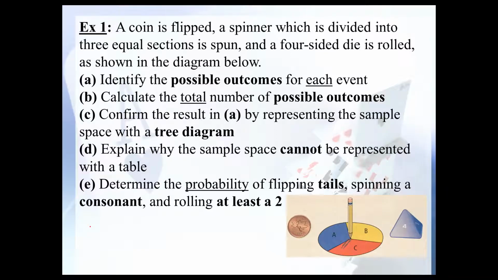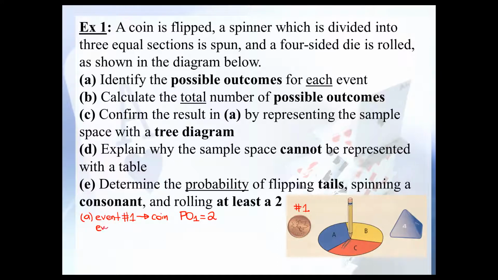Okay, so we can go ahead and do this. So A, okay, event number one would be this one, flipping the coin. So flipping the coin, how many possible outcomes are there? So the possible outcomes for event number one would just be equal to 2. You can either flip heads or you can flip tails.